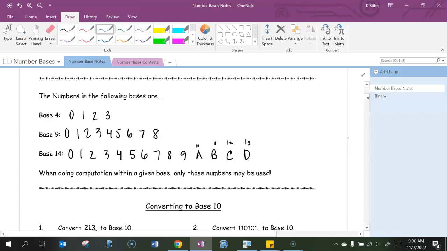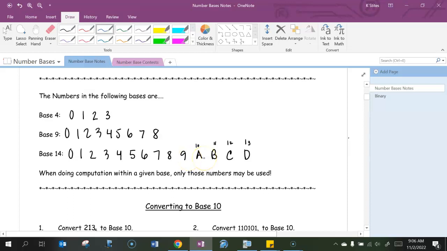Base 4 means use 0, 1, 2, and 3. Whatever base you're in, you cannot actually use that number. So these are the only 4 digits that you can use. Base 9, you use 0, 1, 2, 3, 4, 5, 6, 7, and 8, but again, you cannot go up to 9. Base 14, we can go all the way up to 9. We don't use 10. Okay, 10 isn't a number we use in base 14.